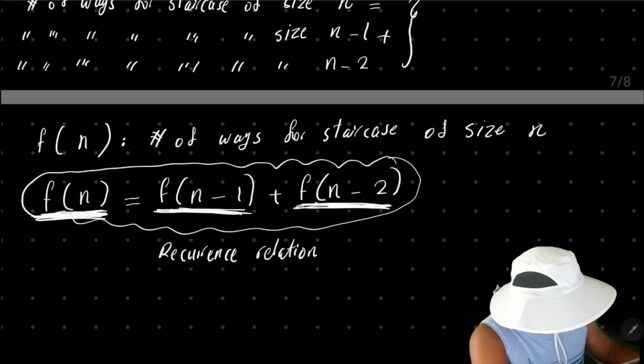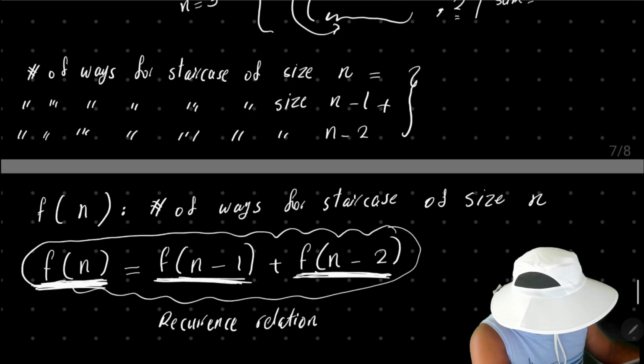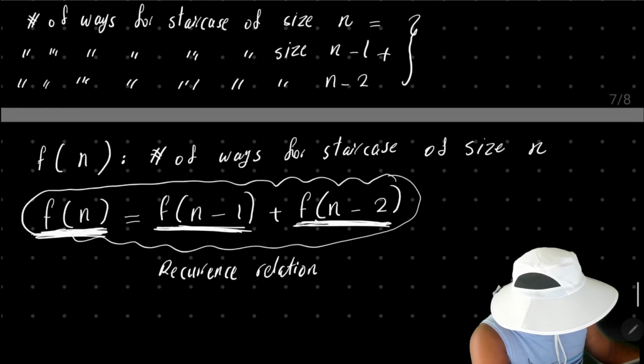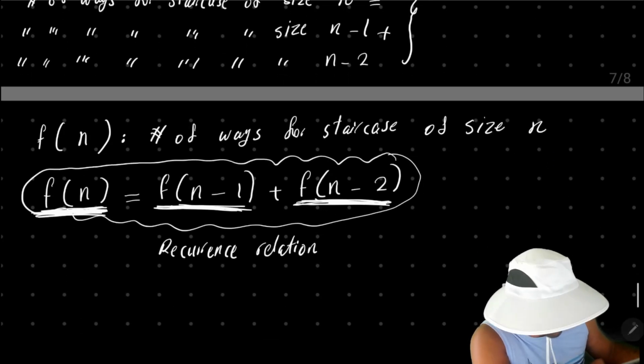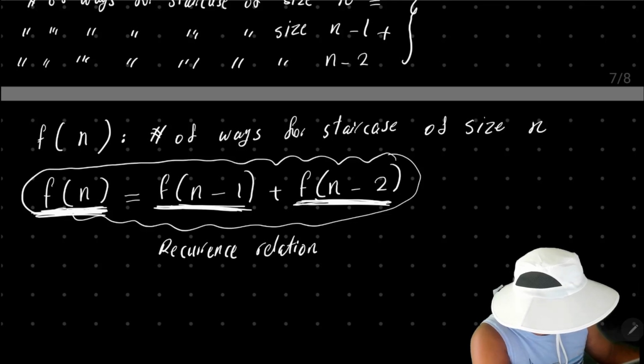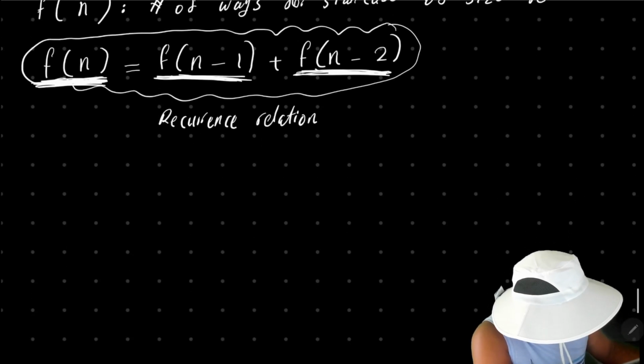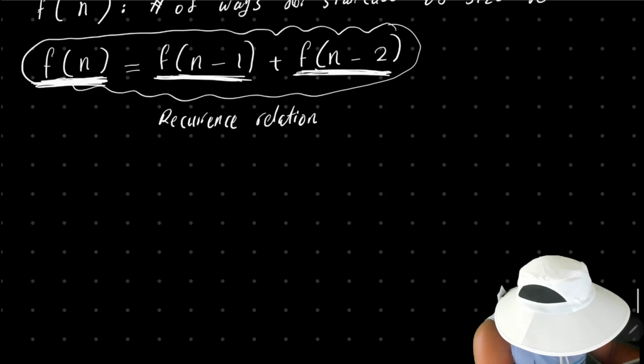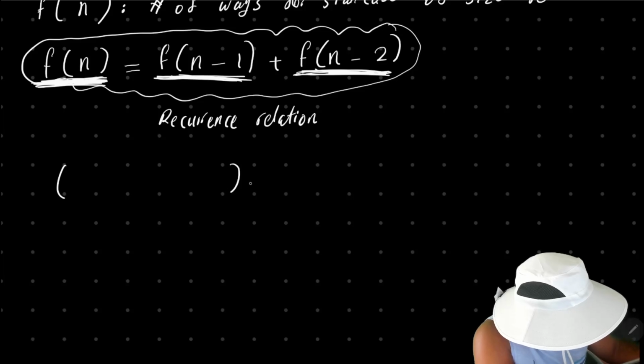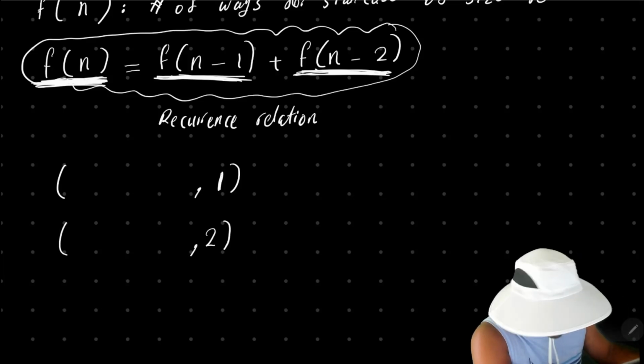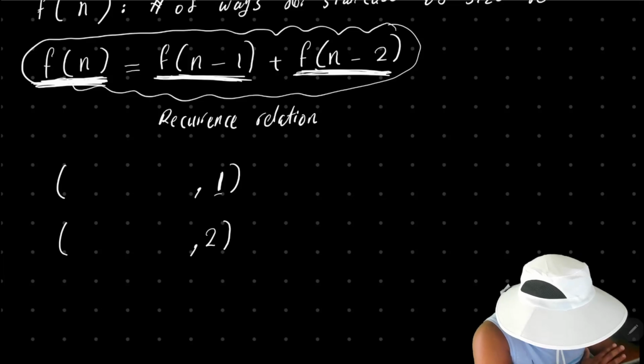Okay, so that's the intuition behind where this recurrence relation came from. And again, to reiterate how we got it: if you have a staircase of size n, the last number either ends with 1 or the last number ends with 2. Okay, that's the whole idea. It ends with 1 or 2.